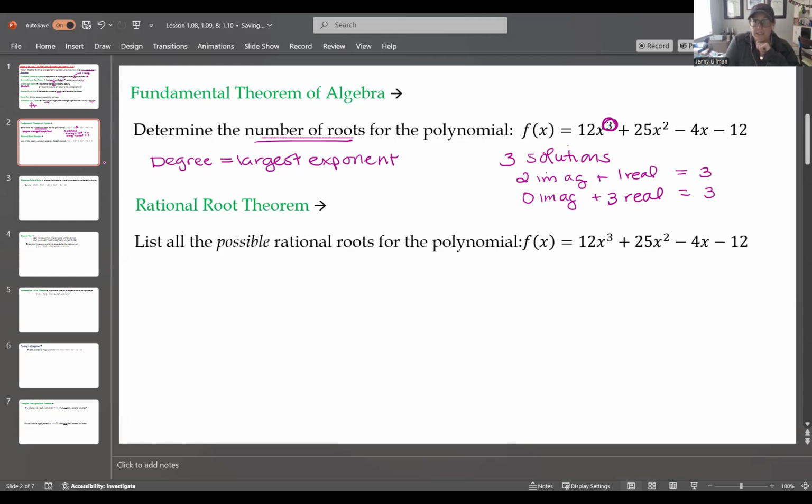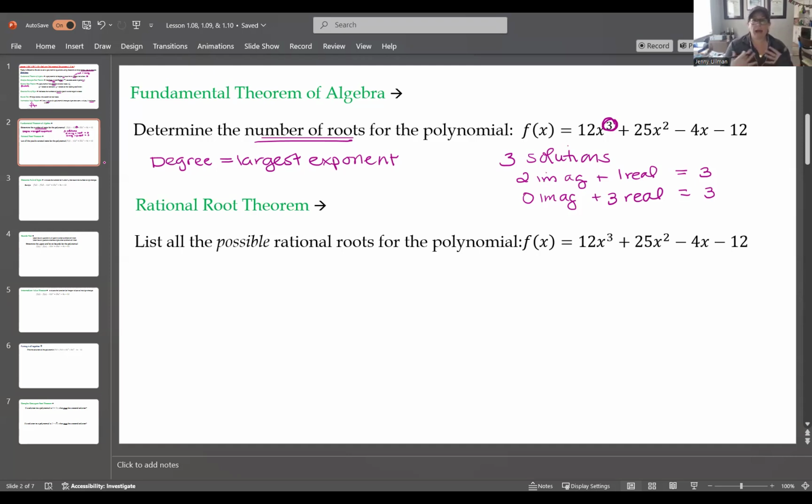And since imaginaries have to come in pairs, it is impossible for me to only have 1 or have 3 because I need to be able to pair them off. So if there's only 1, there's no buddy. If there's 3, that's an odd number. They don't pair off. So if I have 3, that's telling me I either have all 3 that are real or I have 1 real, 2 imaginary. Okay. And real could be a decimal, it could be a fraction, it could be radicals, things like that. It's basically, would you see that number on the number line? Imaginaries means you don't.